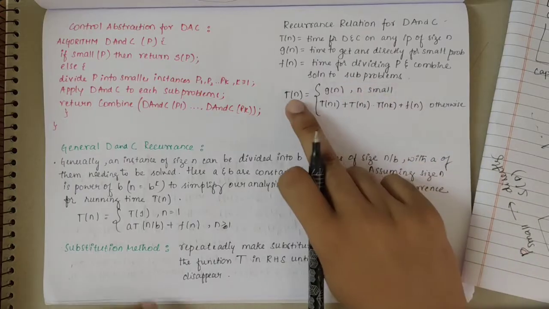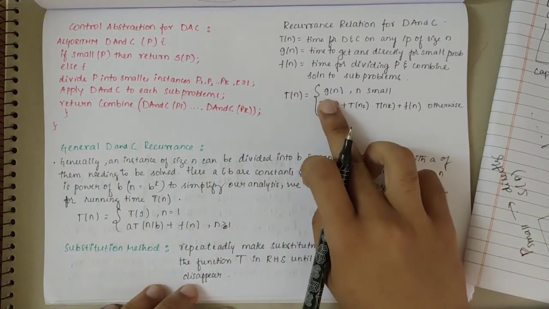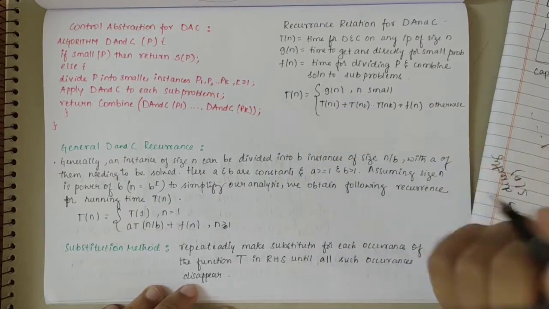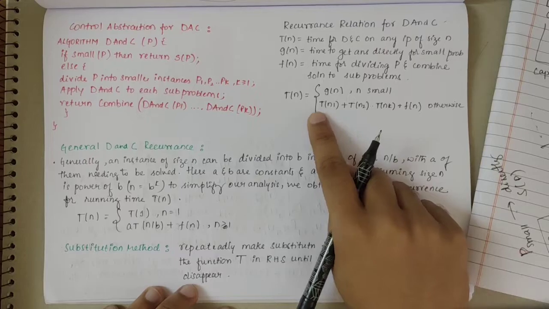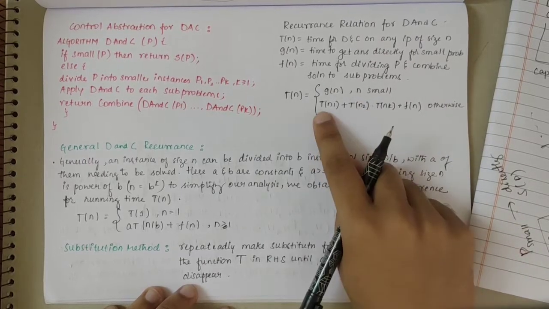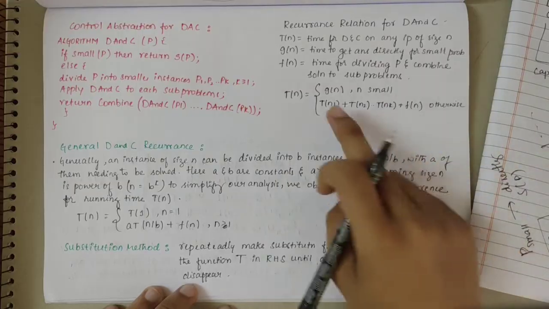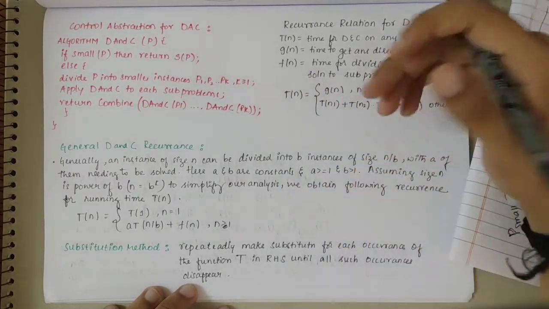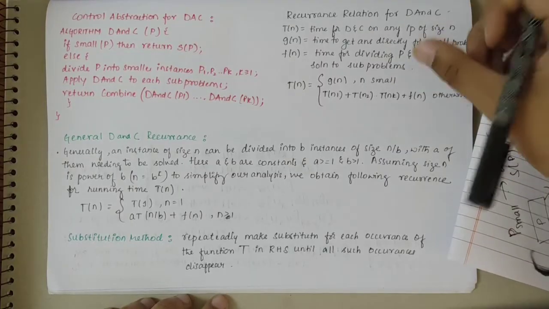So here we can write T of n, the total time taken to solve a problem, is equal to G of n, directly getting the answer if the problem is small, that is, the size of input is small. If not, we apply D and C for each of the subproblems, that is N1, N2, N3 and so on, and we also add f of n, because that time needs to be considered, that is, you're dividing the problem. Even that time should be considered here.